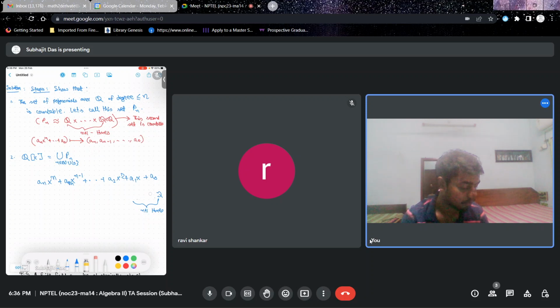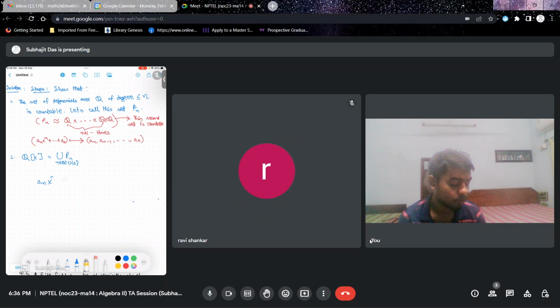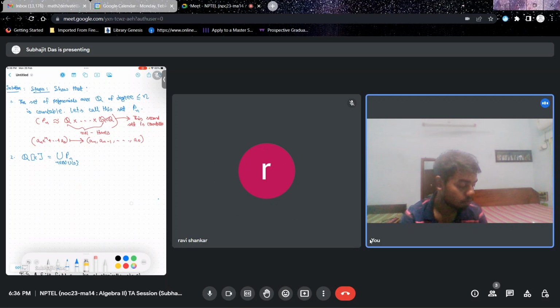That is your bijection, and Q cross ... cross Q taken n plus 1 times is countable. So that means P_n is countable. Now step 2 says that Q[x] is the union of all such P_n's, which means that Q[x] is countable, because you know that a countable union of countable sets is countable.